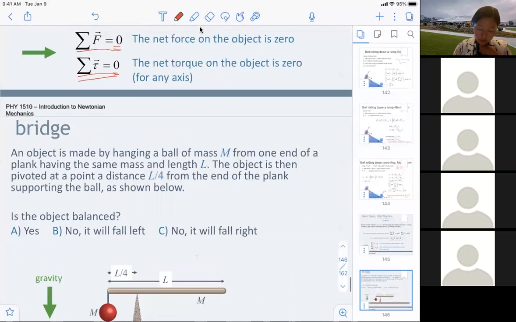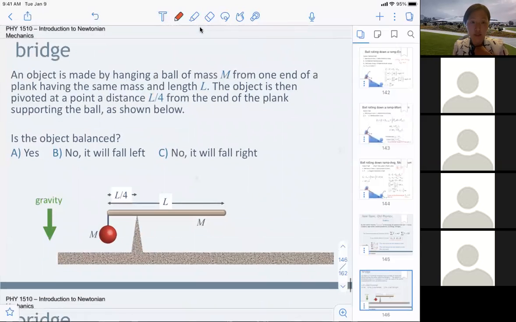Okay, so for example, you have done this question already. We're trying to balance a beam and a ball. Is it possible to balance them at this point? Let's see, you have a pivot point right here, and you're putting an object M here, right? So you have an mg force down this way. The rod has the same mass. So right now we want to see, is the object balanced?